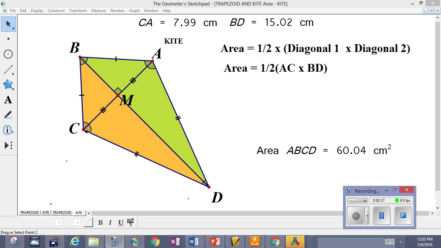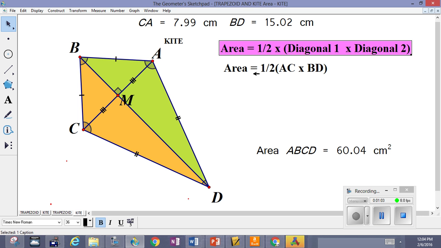This diagonal AC is perpendicularly bisected by diagonal BD. The perpendicular is indicated with the box here, and the bisector is indicated by the triple slash on that. Now, the formula is real simple. Just know what the diagonals are, take their product, and cut it in half.